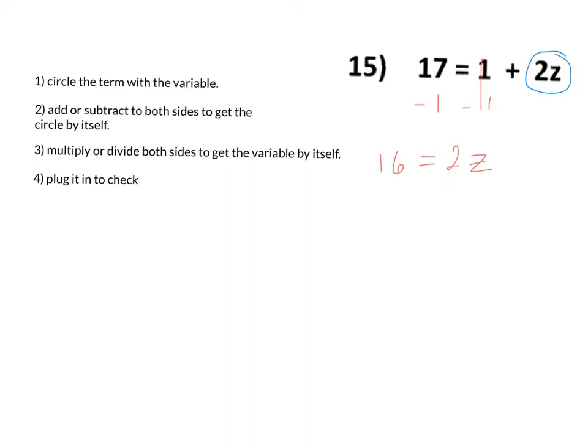Now I'm going to do the inverse of multiplying by 2. The inverse of multiplying by 2 is dividing by 2. Do that to both sides. 8 is equal to z.